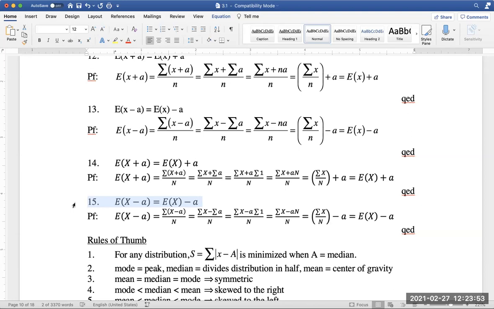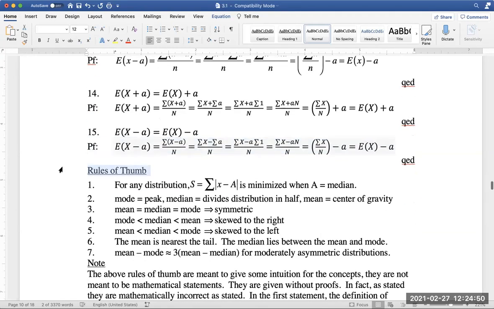The expected value of X minus A is the sum of X minus A over N. By the property of summation, it is the sum of X minus the sum of A over N. The sum of A, well, I can bring the A out in front. So it's A times the sum of one, which is just N. Divide each of these by N. So it's the sum of X over N, which is just the expected value of X, minus A N over N. The N's cancel, so minus A. And that's what you wanted to show.